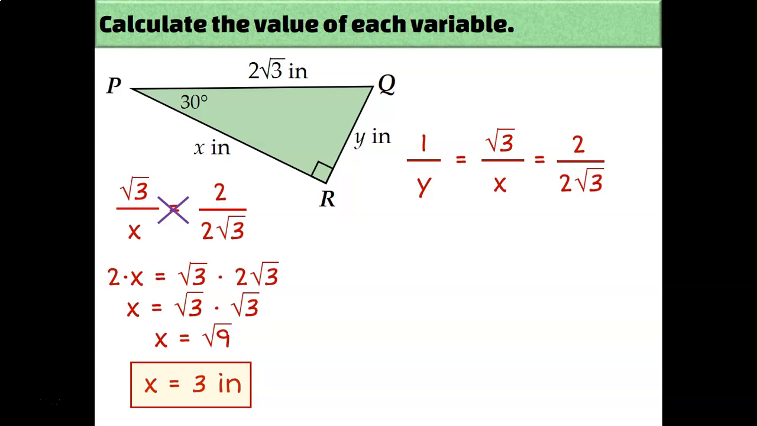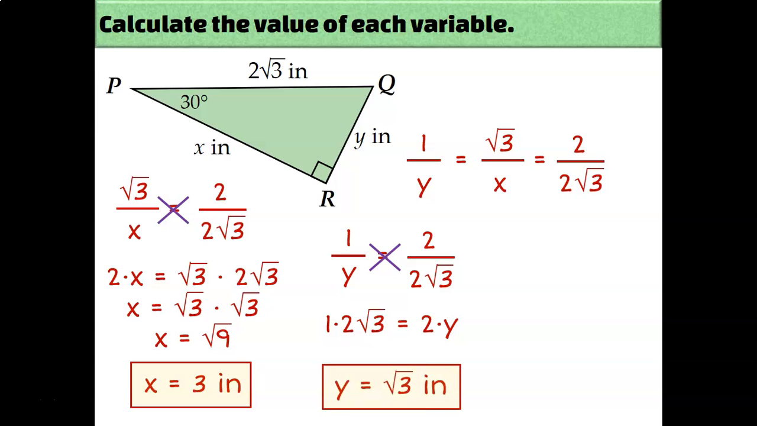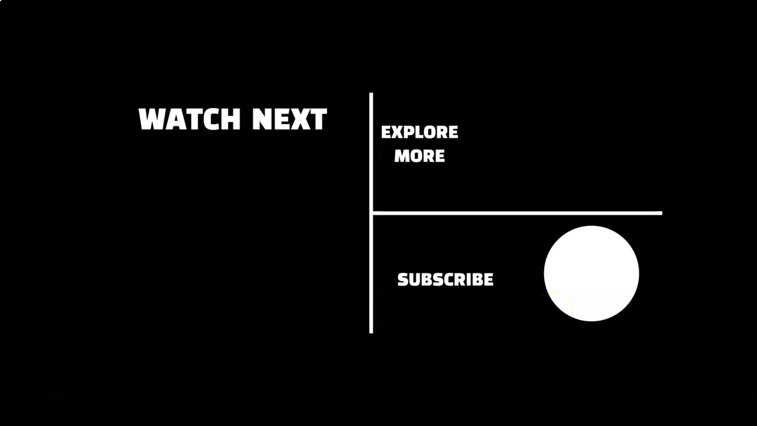Now let's solve for y. So I'll use my 1 over y ratio and set it equal to the complete ratio of 2 over 2 root 3. Cross multiply and divide both sides by 2, and I find out that y equals the square root of 3. And that's the basics of what you need to know about using special right triangles to solve for exact side lengths. In the next video, we're going to discuss how to use special right triangles to solve real-world problems.